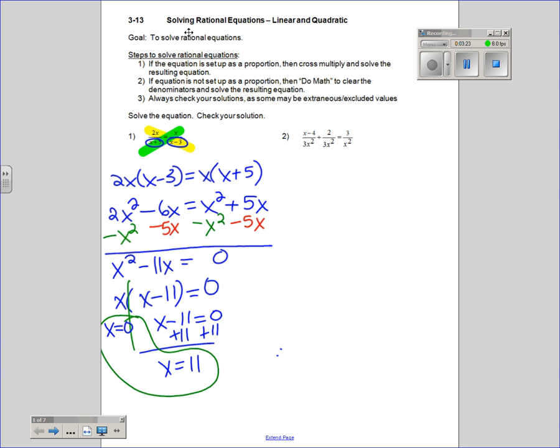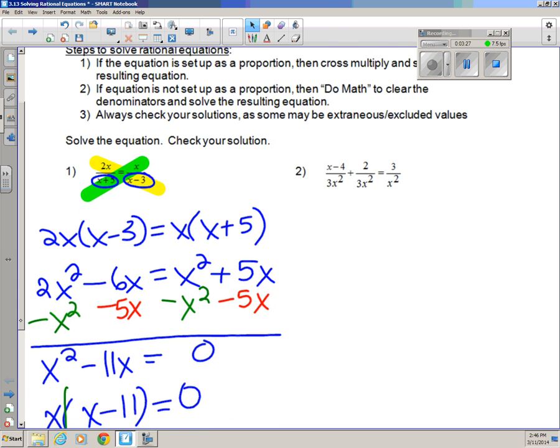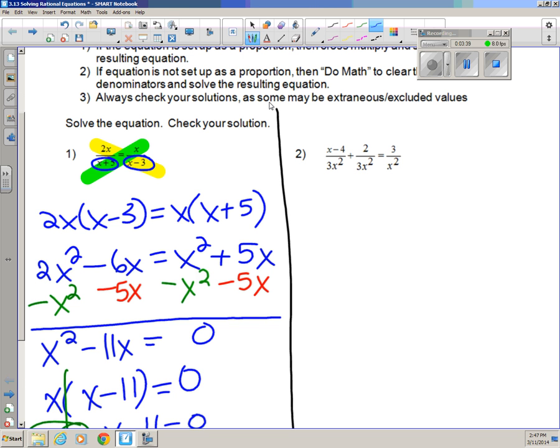Let's take a look at the other one. This one is not in a proportion. This one is just a regular equation. Well, if I want to clear all the denominators, my common denominator should be 3x squared. What I'm going to do is multiply everything by 3x squared. I'm going to do math.